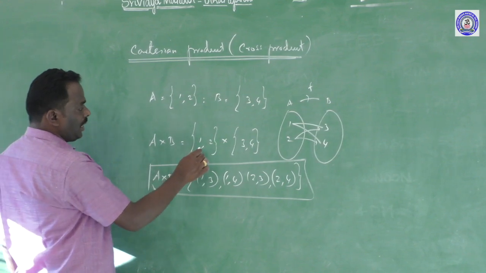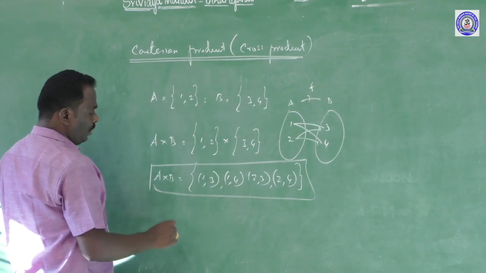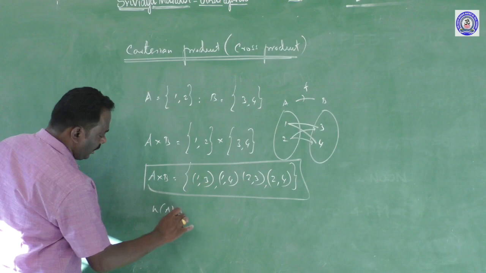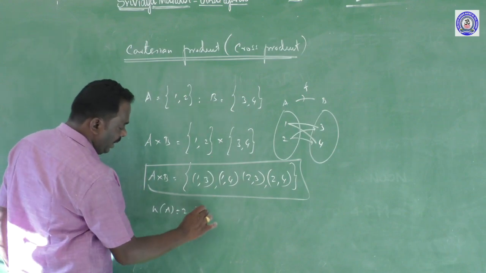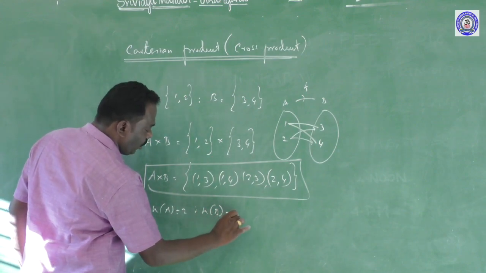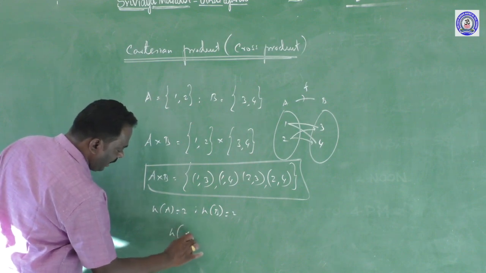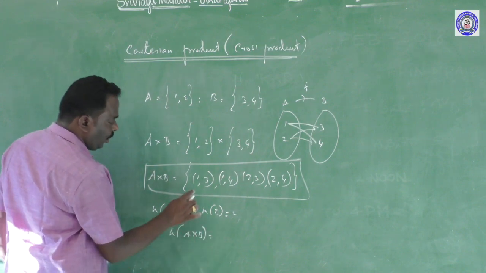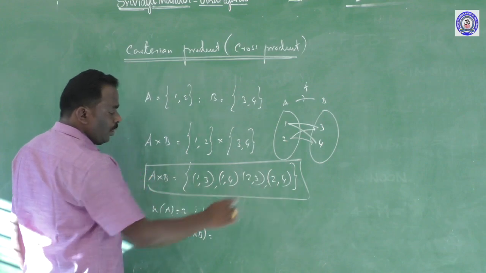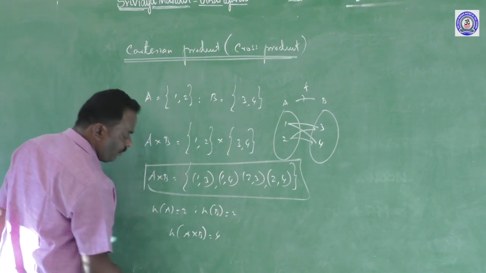The number of elements of A, N of A, is equal to 2. The number of elements of B, N of B, is equal to 2. Therefore N of A cross B is 1, 2, 3, 4, four ordered pairs. Therefore N of A cross B is equal to 4.